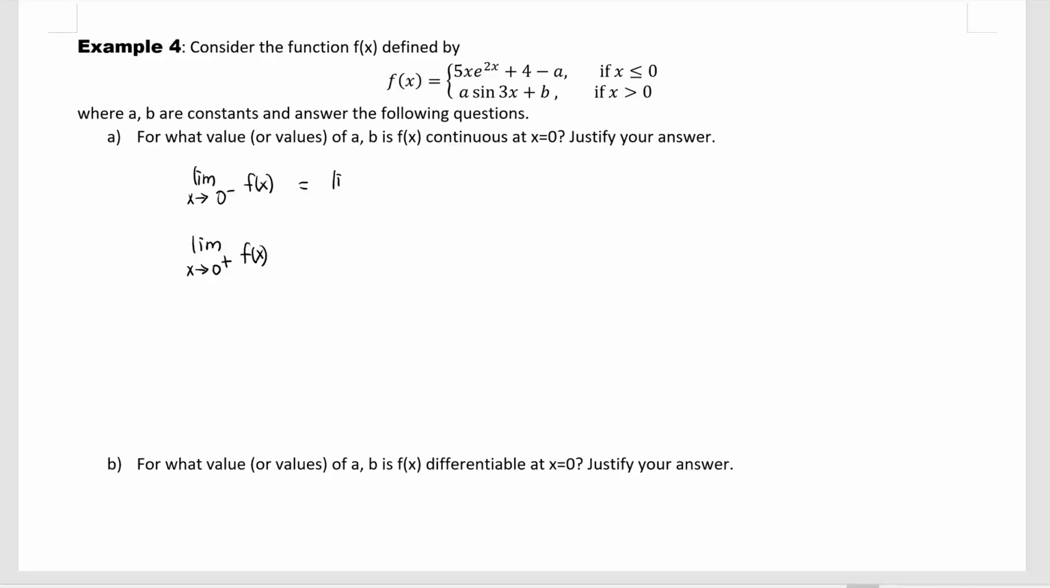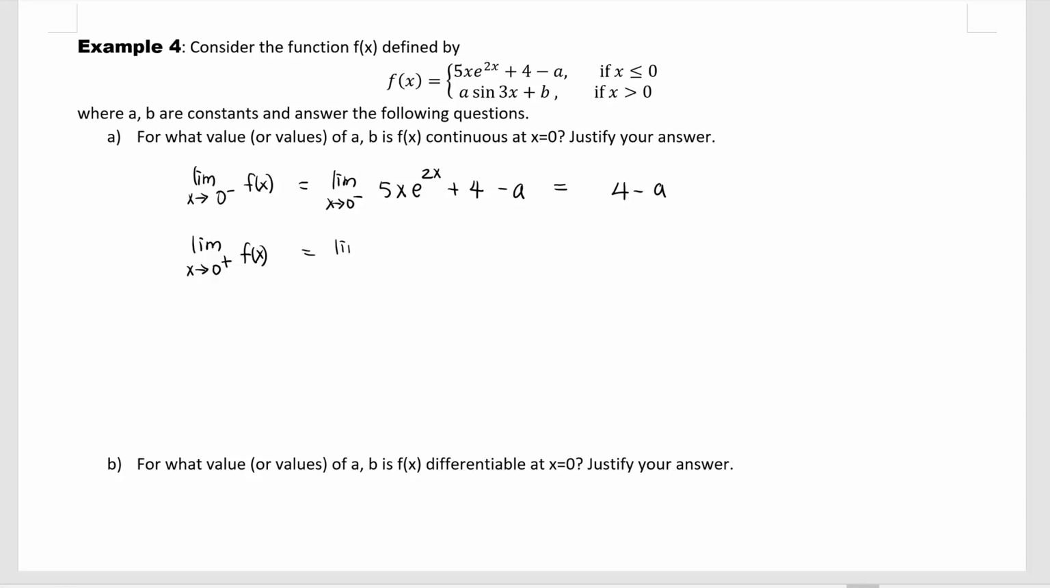So the left-sided limit is this piece, right? So we use that formula, which is 5x e to the 2x plus 4 minus a. So we plug in x equal to 0. So we have the first term is 0. Then we have 4 minus a. Right, everybody?